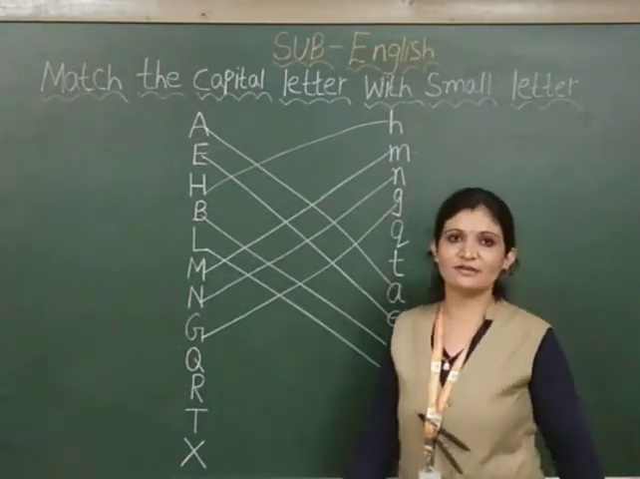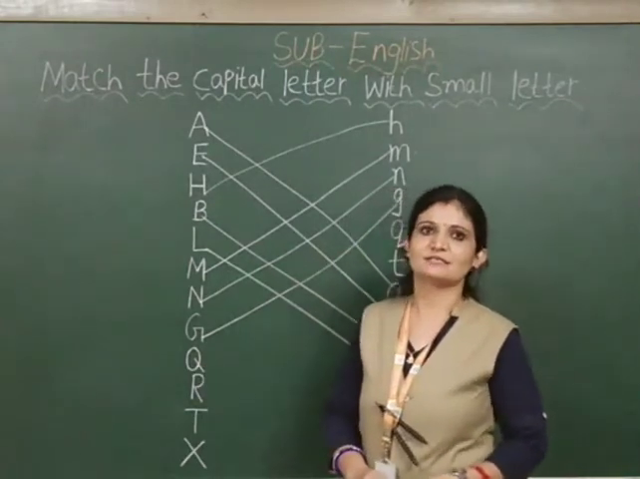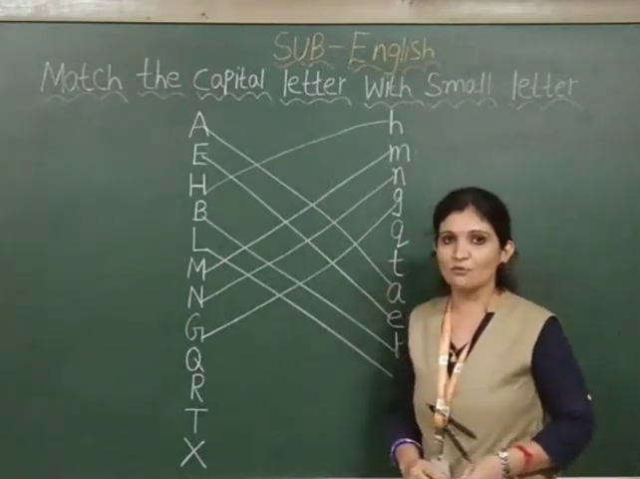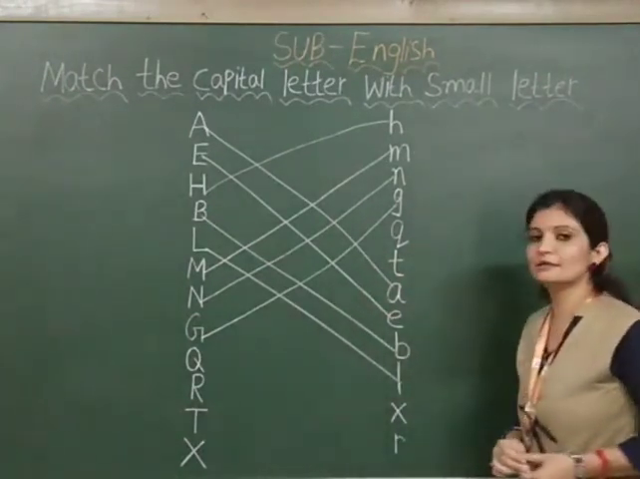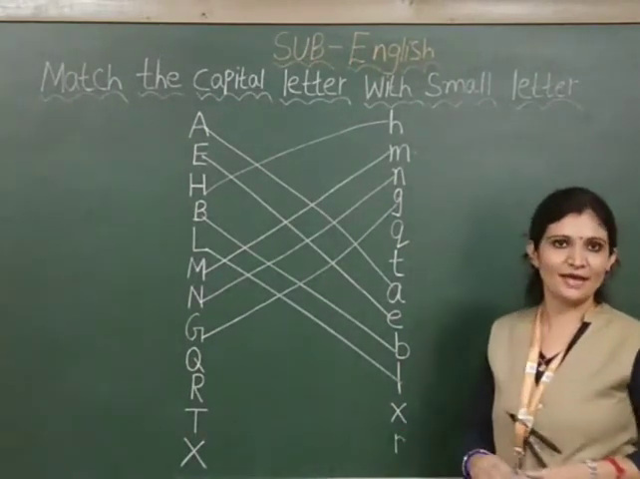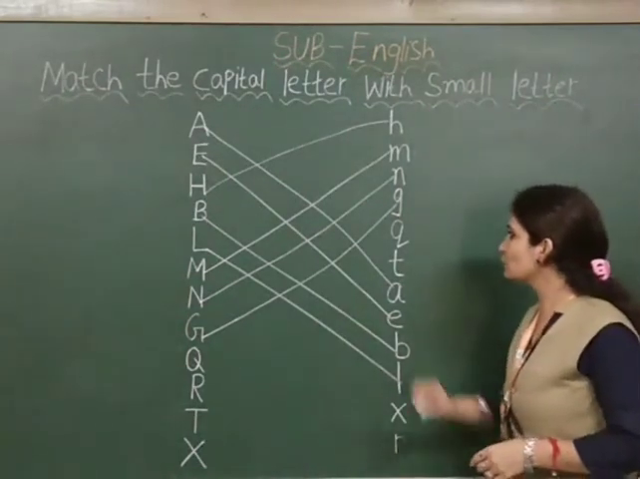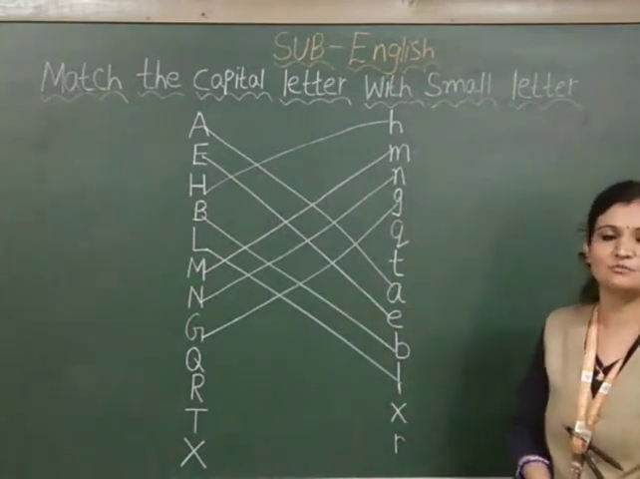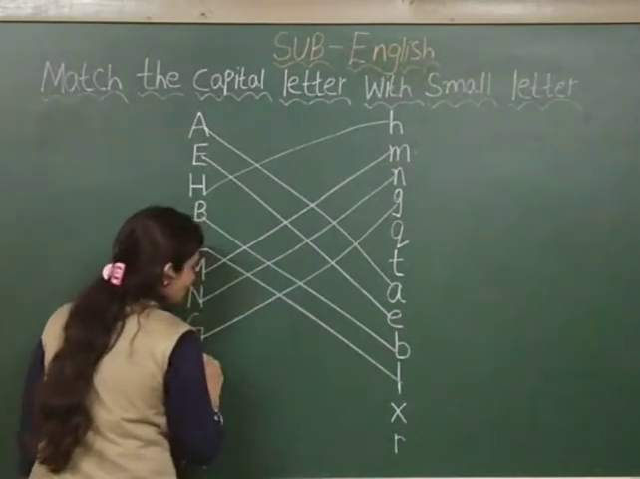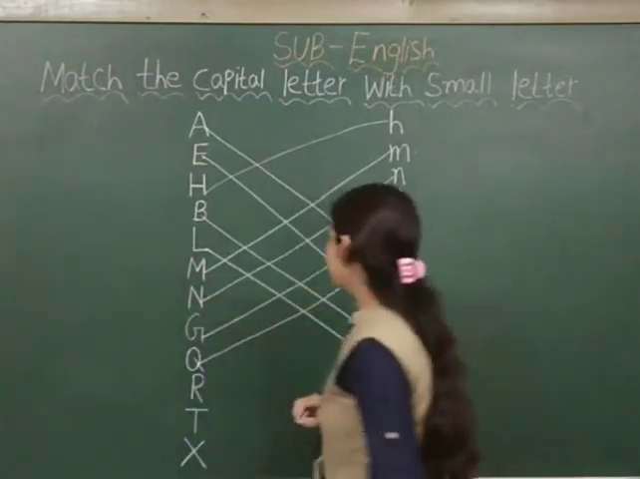Now moving towards our next letter. Which letter is this? Yes. This is capital Q. Q for queen. Now we have to find small letter Q. Where is small letter Q? This one? No, this is small letter X. This one? This is small letter R. Where is small letter Q? This one? Yes, this is small letter Q. Now what do we have to do? We have to draw a line from capital Q to small q like this.